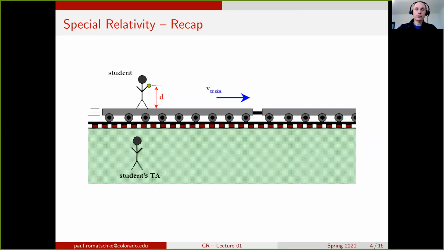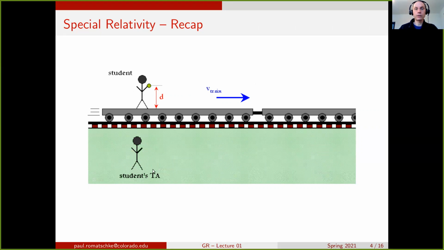To get started, just consider a very classical physics example. You have two students, or a student and a student TA. The student is on a train that's moving with velocity v train, in our picture to the right. And the student's TA is on the ground and he's firm on the ground, so he's not moving. The student on the train has a ball, which he's throwing in the direction of the train.